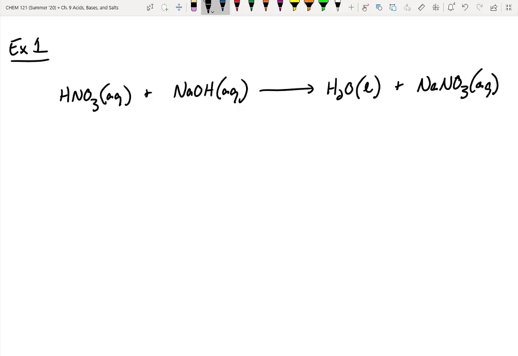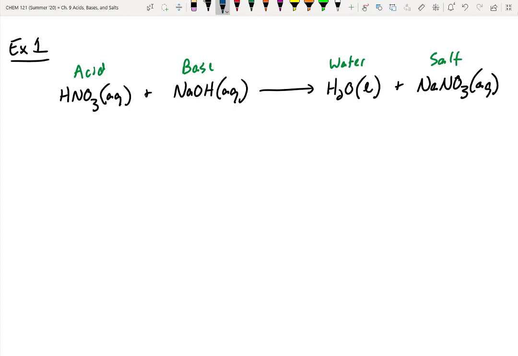So let's make a few notes here. We've got our acid, we've got our base, we've got water, and we've got salt. The only time we get CO2 is if we're dealing with carbonates or bicarbonates, but we don't have that here, so we're not going to worry about CO2 as a byproduct.